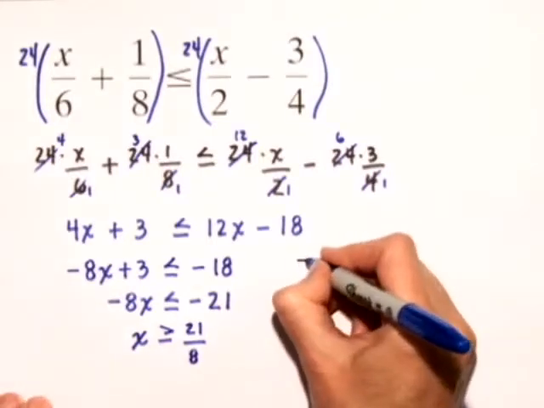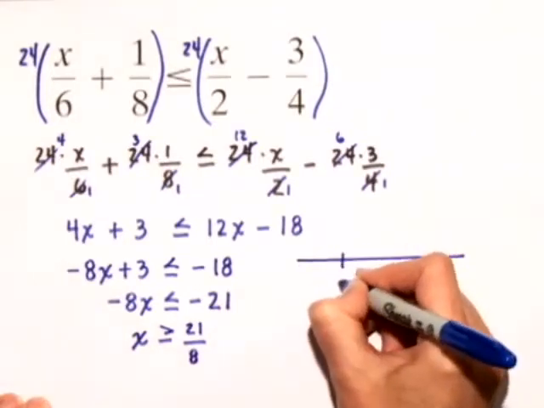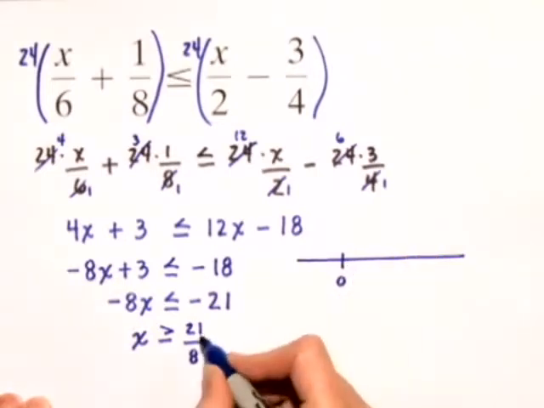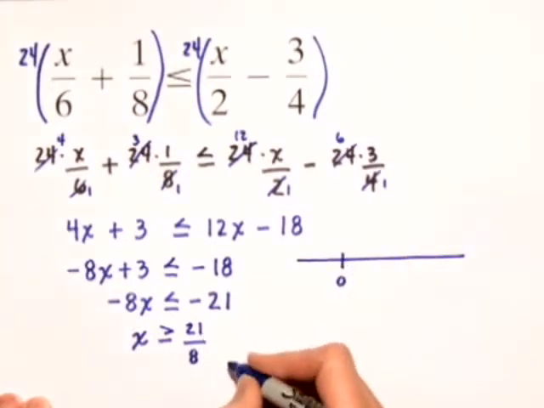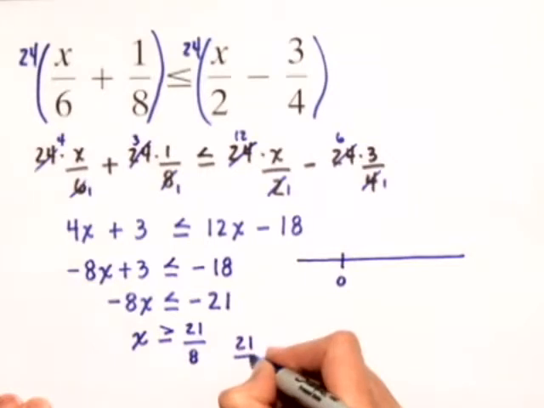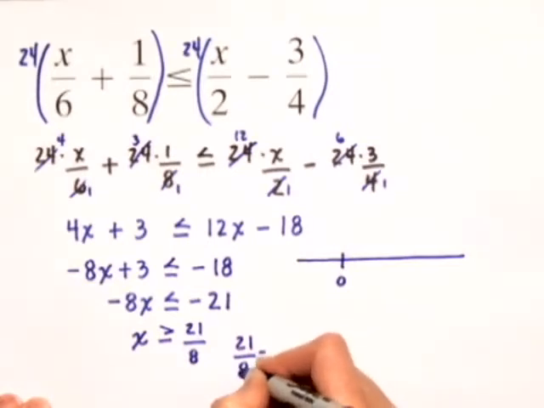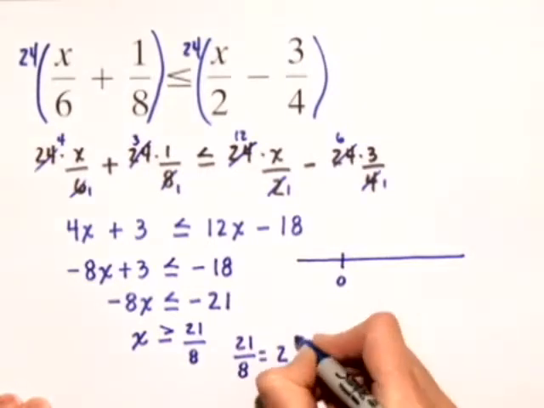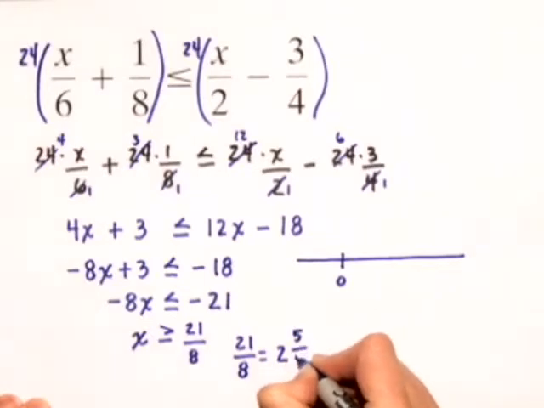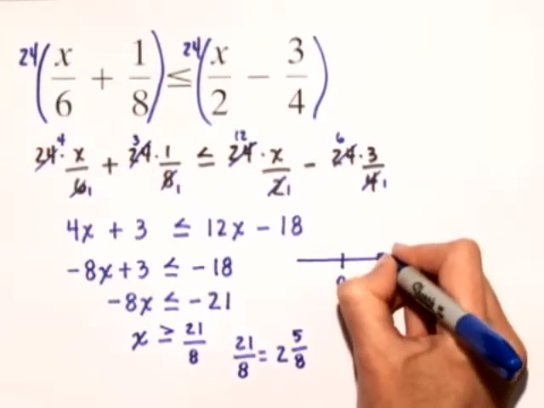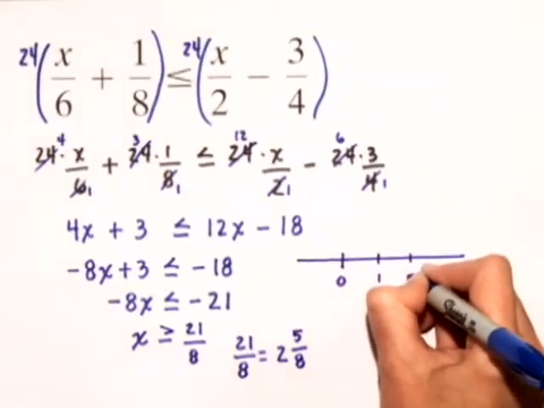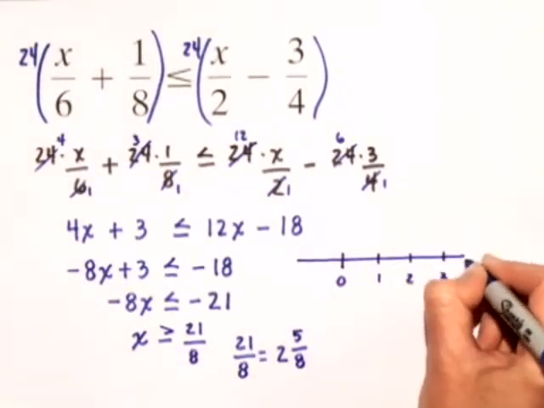So we have, here's 0. Let's think about what 21 over 8 is equal to. Well, 21 over 8, since 8 goes into 21 2 times, with 5 left over, we really have 2 and 5/8. That's the number we're looking for on the number line. So here's 0, 1, 2, 3.